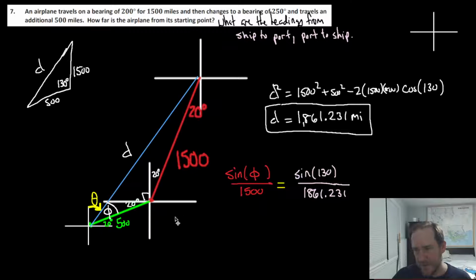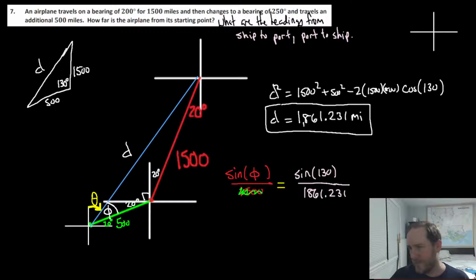So knowing all that, we're going to find phi first, and to find phi, we'll do law of sines, knowing that phi is opposite from 1500, so we'll do sine of phi divided by 1500. We'll set that equal to the sine of the only other angle we know at this moment, which is the 130 degree angle that is formed by the green and the red. So we'll do sine 130 and divide it by the distance that we just found previously, the 1800 mile long distance. So we just have to solve this equation now.